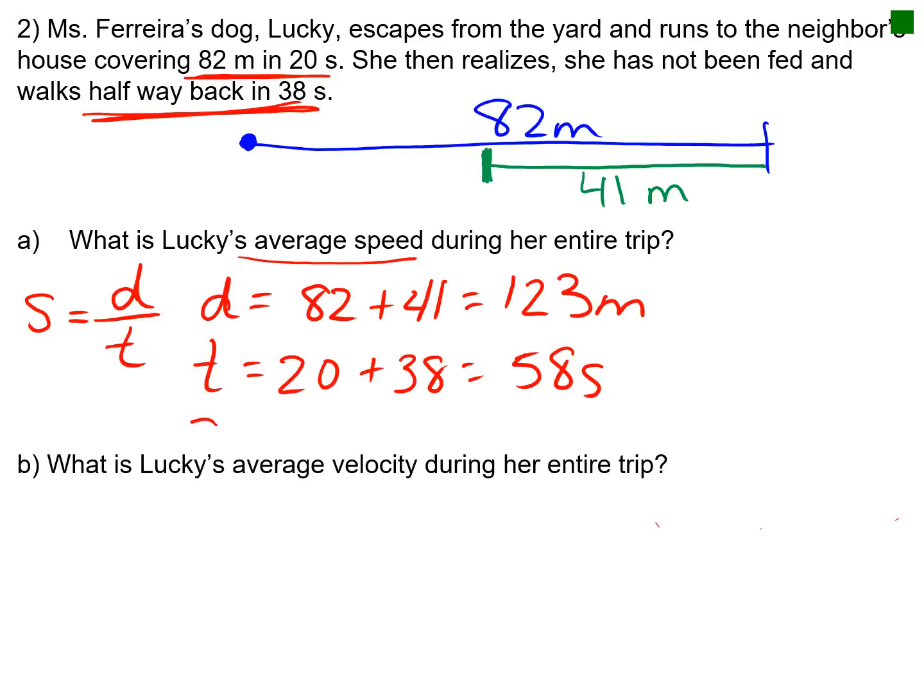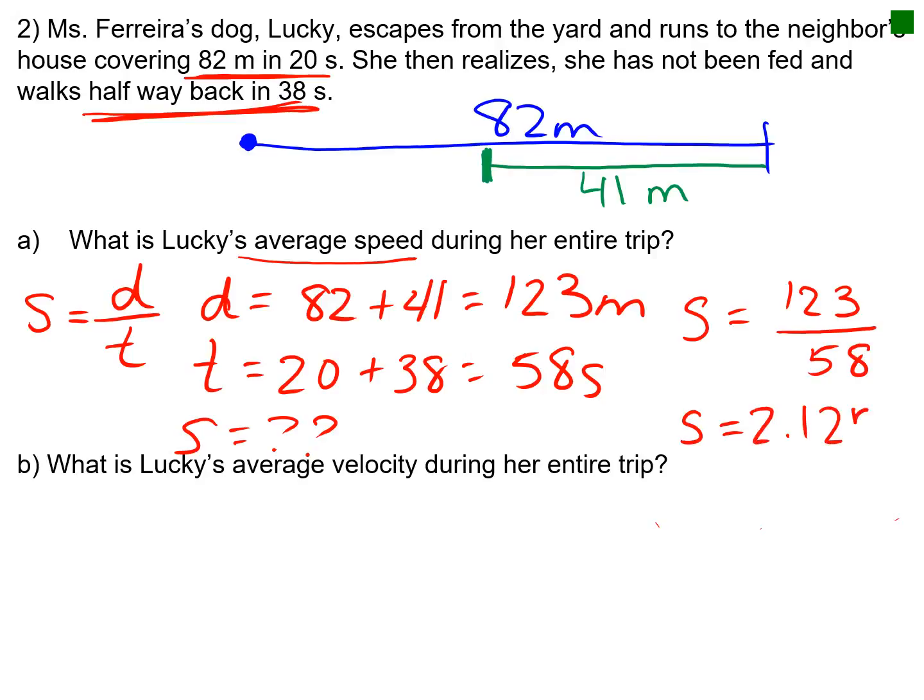All right? And so we are looking for her speed. So we're going to do S equals 123 divided by 58, and S is going to equal 2.12 meters per second. The meters comes from the unit of distance, and the seconds comes from the unit of time. So, pretty straightforward there for part A.